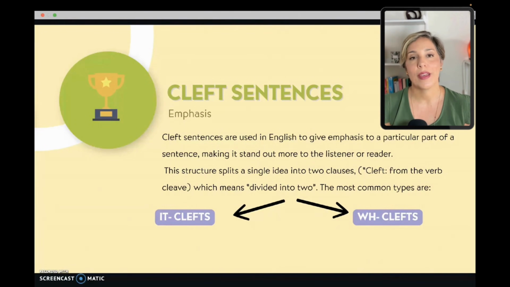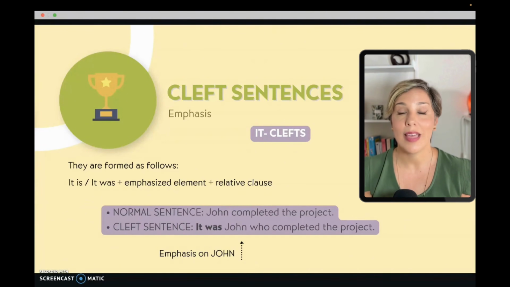Now, the first group, the it cleft sentences, okay, they begin, of course, with the word it, but it can go in different verb tenses. You can have it is, or you can have it was, for example, in the present or in the past mainly, followed by the emphasized element. So whatever you want to emphasize from the sentence, it follows that it is or it was, and after the emphasized element you finally have a relative clause, depending if it's a person or a place or an object, etc. So let's take a look at an example to understand it better.